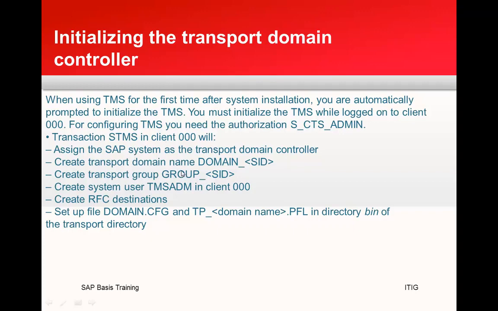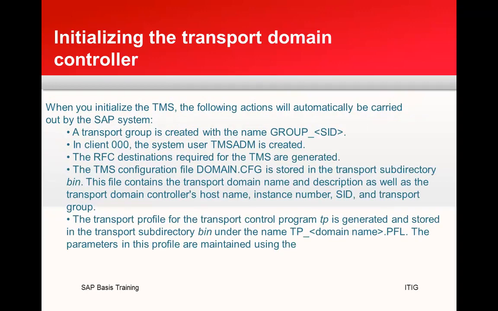Then you can create a transport domain name. After that, you can create a transport group. It's optional, but you can create a transport group. Then you can create the user TMSADM in client 000. You can create the RFC destinations and set up the DOMAIN.CFG and TP_DOMAIN_name.PFL in the bin directory of the transport directory.